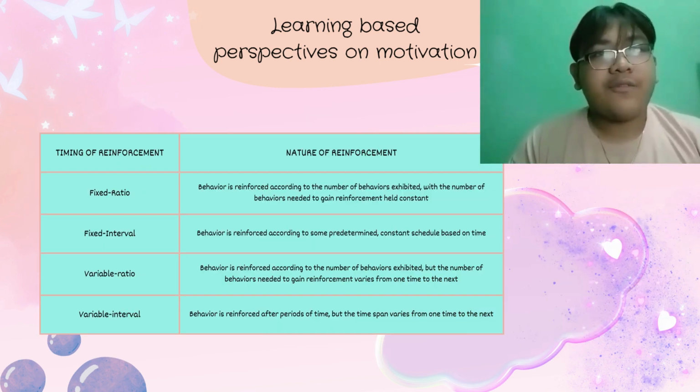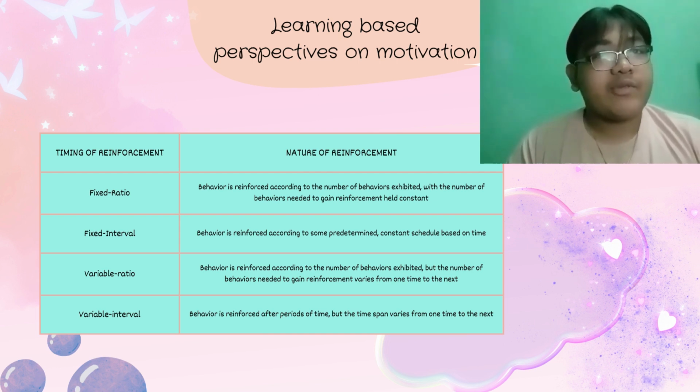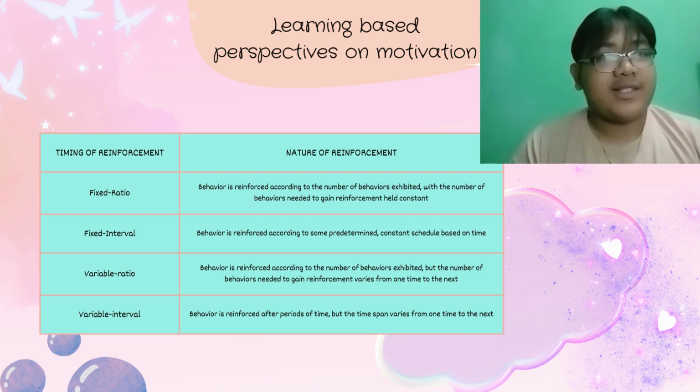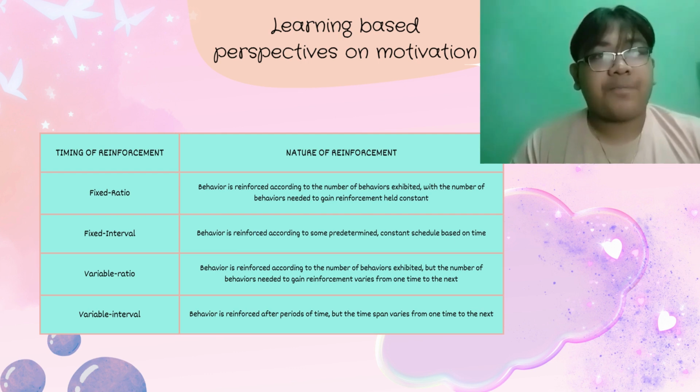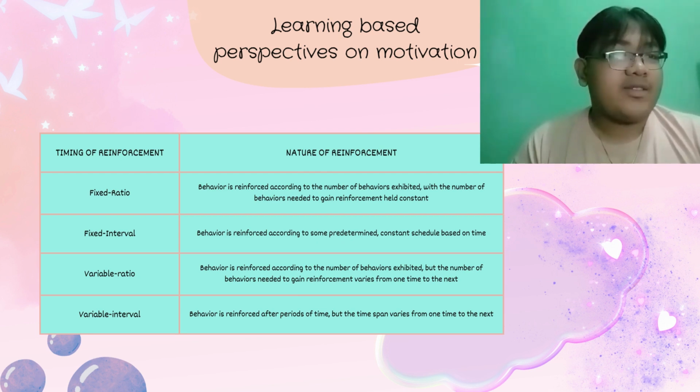So now we have four timings of reinforcement. First, we have the fixed ratio. Behaviors are reinforced according to the number of behaviors exhibited, with the number of behaviors needed to gain reinforcement held constant. Second, we have the fixed interval. Behaviors are reinforced according to a predetermined constant schedule based on time. Third, we have the variable ratio. Behaviors are reinforced according to the number of behaviors exhibited, but the number of behaviors needed to gain reinforcement varies from one time to the next.